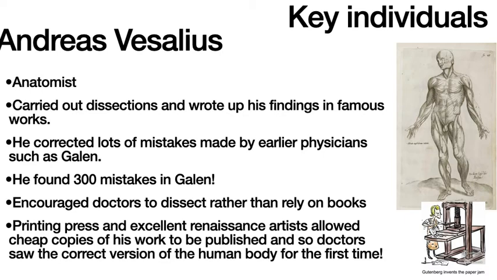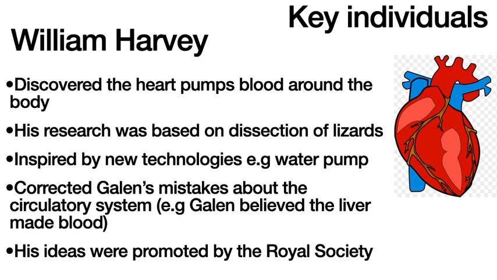Finally, our last key individual is William Harvey. Now, Harvey is around a little earlier. He's around in the court of James I, so the early 1600s, and he's British. So he was a physician and an anatomy lecturer at the College of Physicians. And he was really interested in the circulatory system.